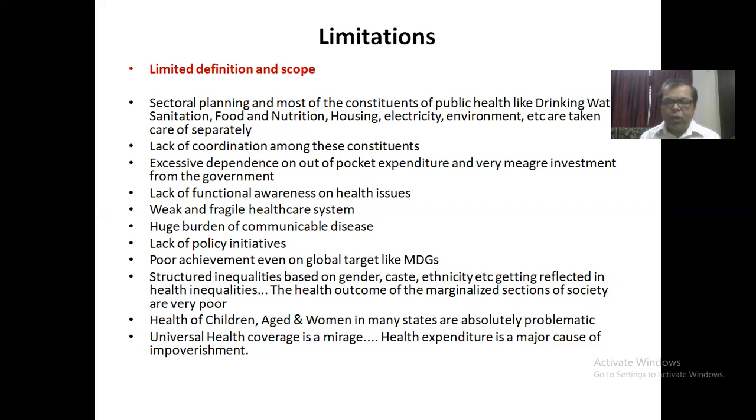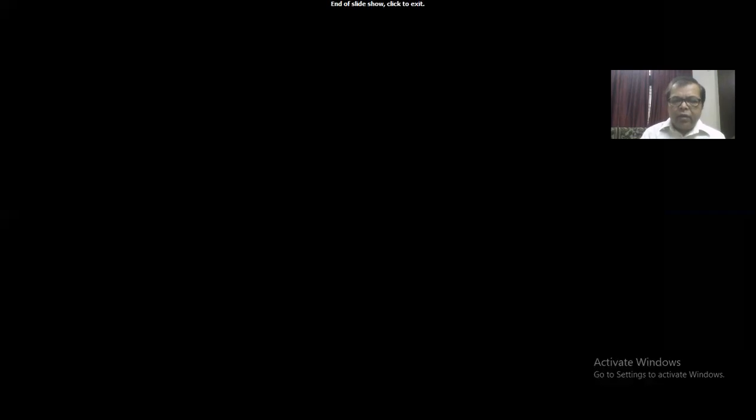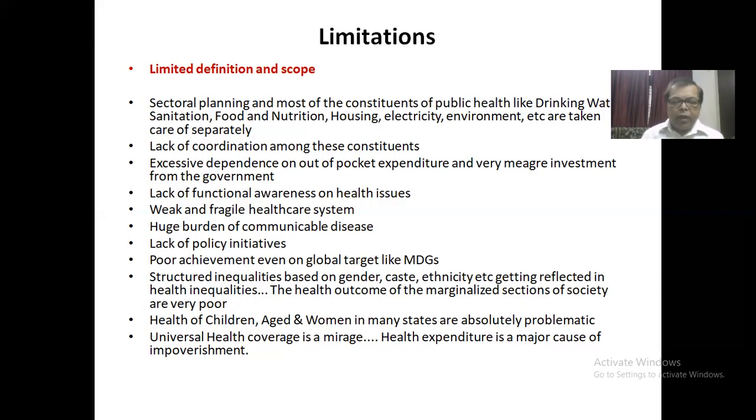We have tried to understand important things in this context. And before I close, I must say that issues related to housing, electricity, environment, then sanitation and food and nutrition need a specific probing, and we have tried to understand these things separately. And in my book and in this lecture series also, I'll try to examine some of them separately.